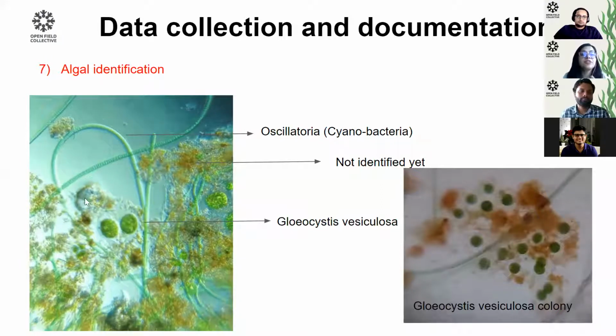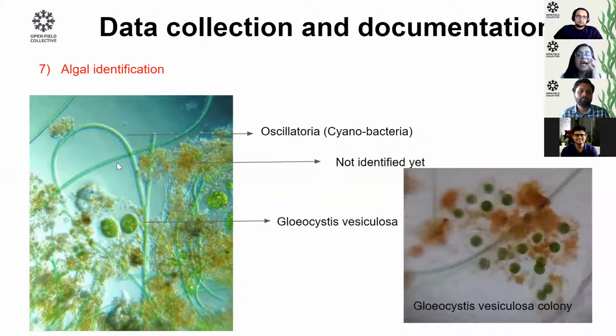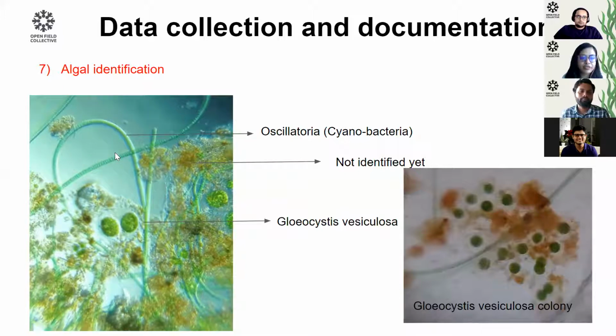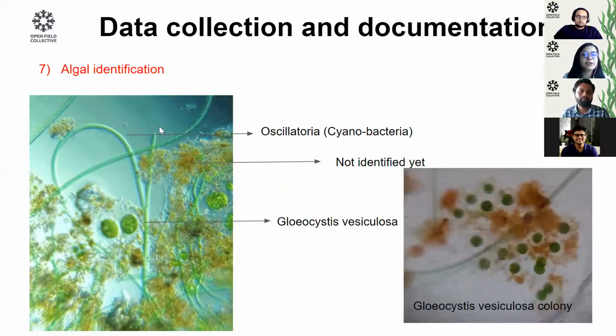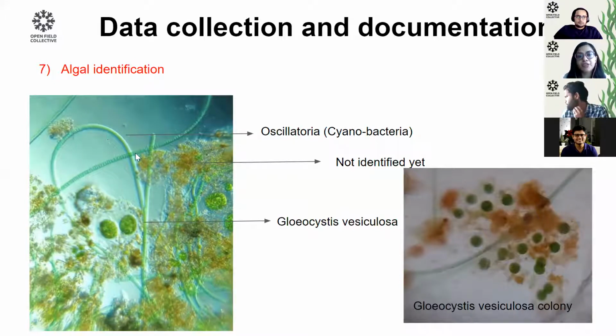So the first thing was, again, algal identification using full scope. And you can see in just one sample, we got a bunch of different kinds of algae, and it was very exciting because if you look at the algae over here, I identified it to be oscillatoria.